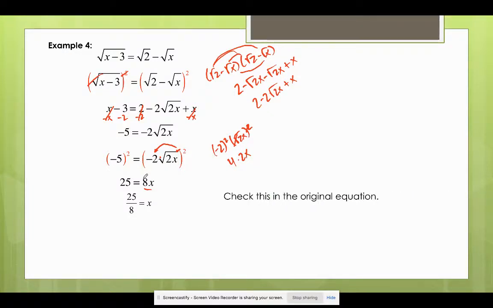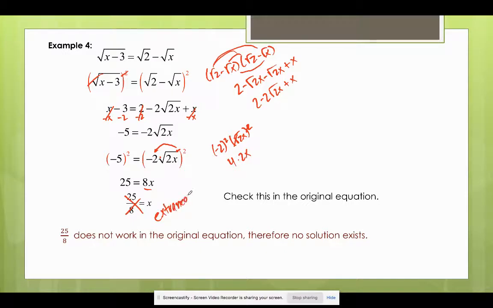Hooray, except that we need to check it in that original equation, and if you do that, it does not work, so it's extraneous. We still want to show that, and we still want to write that it's extraneous, but there are no solutions for this original equation, no values of x that are ever going to make that left side equal to that right side.